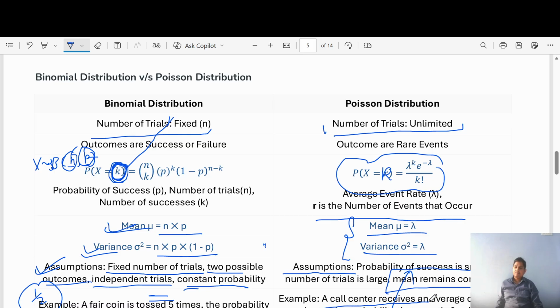A call center receives an average of 3 calls per minute. What is the probability that exactly 2 calls arrive in a minute? An average of 3 calls per minute means lambda is equal to 3. Lambda is nothing but the average per minute. So the probability of exactly 2 calls means P(X = 2) equals e to the power minus 3, 3 to the power 2 upon 2 factorial. So this is the answer to this question.